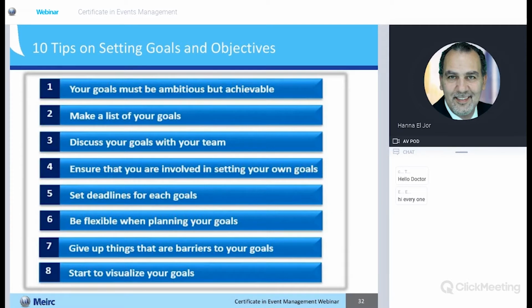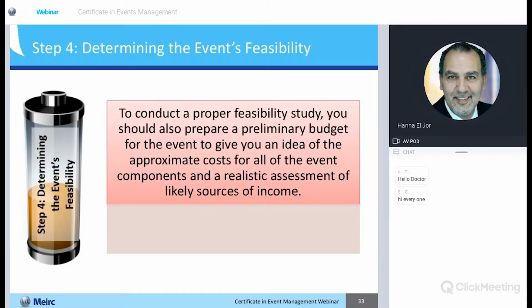You need to be flexible when planning your goals, especially short-term goals. Okay? And then, as the statement goes, if you can see it, you can do it. So here we go. You need to start visualizing your goals. So this is when we talk about step 3, set goals and objectives that are SMART. Step number 4, determine the event feasibility.